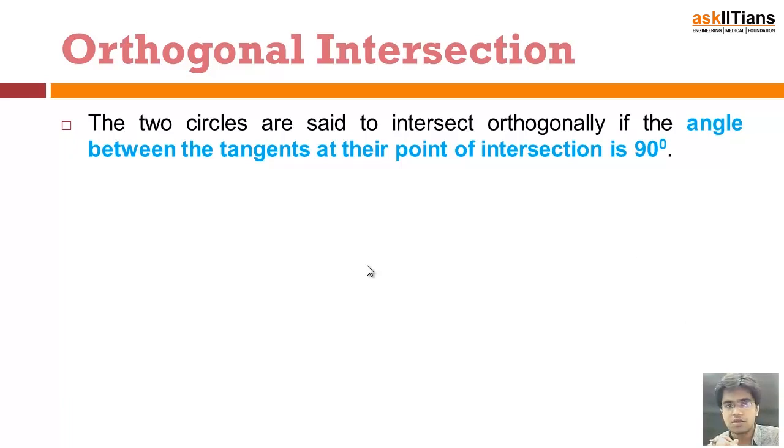What is an orthogonal intersection? Orthogonal means they are perpendicular. So it is the intersection of circles when they are perpendicular. Circles intersecting at 90 degrees means their tangents are intersecting at 90 degrees, or the tangents at the point of intersection are perpendicular to each other. That means the angle between the tangents is going to be 90 degrees.